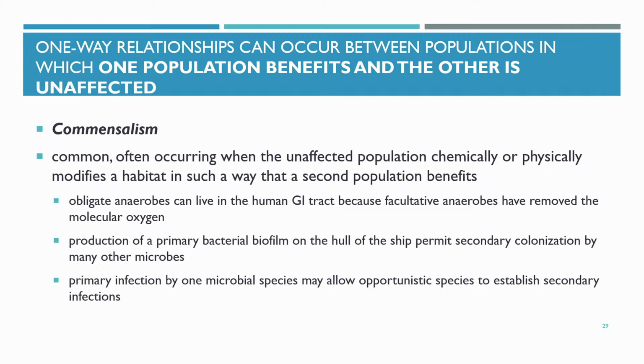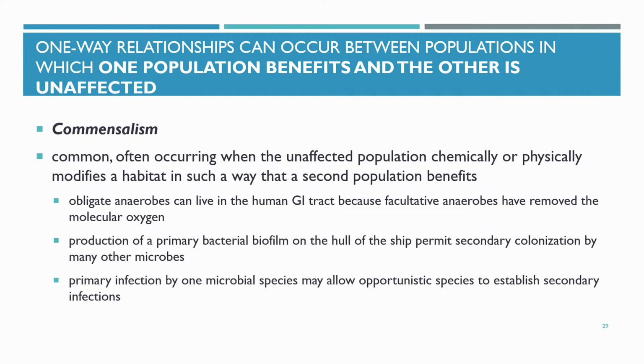Another example of this is the production of a bacterial biofilm on the surface of a ship. This biofilm is being produced, it's colonizing, it's just a community of cells. What it does in that environment is modify it physically, and that permits a secondary colonization by other microbes. So that allows other microbes to latch on as well and benefit from it just being there as a biofilm.